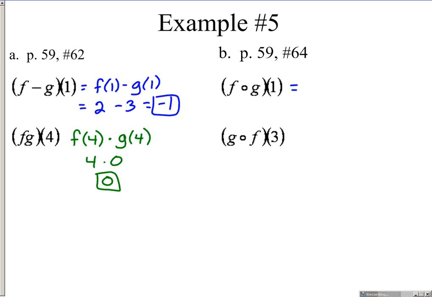F composed with g of 1 is f of g of 1. Do your inside function first. G of 1. Plug 1 into the g function. What do we get out for y? We get out 3. So now we're plugging 3 into the f function. Plug 3 into the f function, and we get out 2.